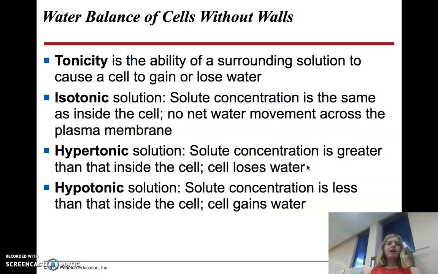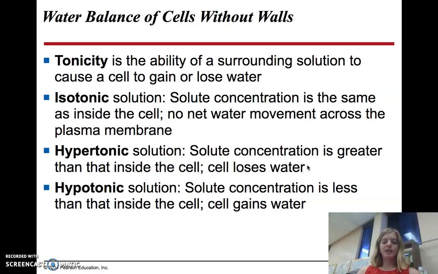When we talk about cells like animal cells that don't have cell walls, they need to maintain a water balance. So tonicity is the ability of the surrounding solution of a cell to gain or lose water. There are three types of tonicity. An isotonic solution is when the solute concentration is the same inside and outside. So water is not going to move. For example, if you have salt or sugar in the cell, you have the same amount outside the cell.